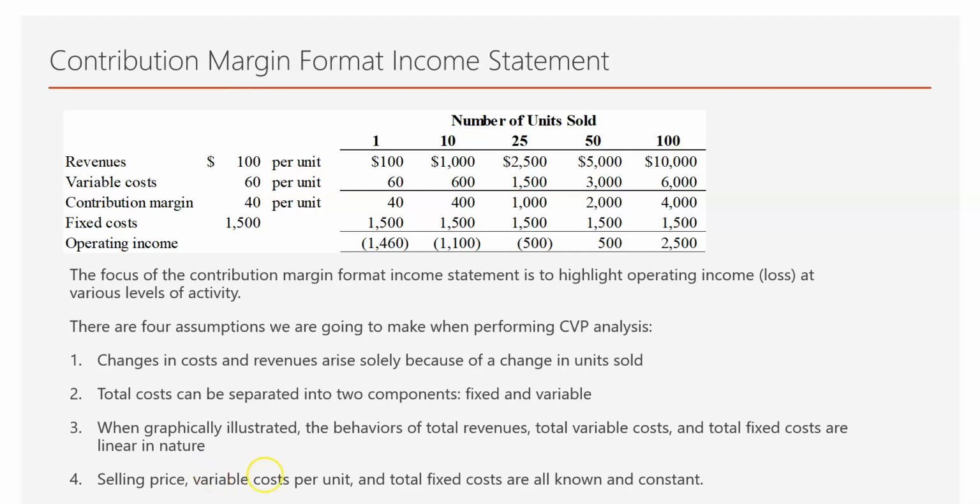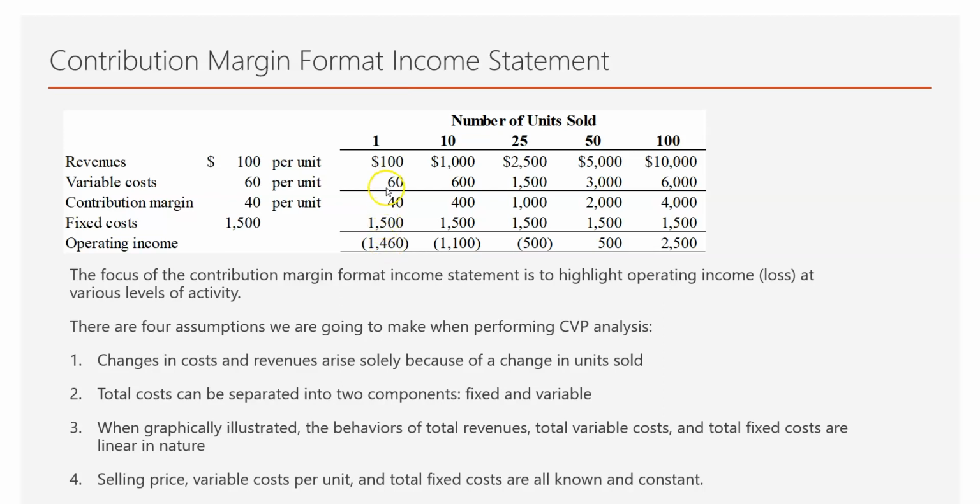Now, if I sell just one unit here, I have total sales of $100, subtract out my 60, leaves me a contribution margin of 40. And out of that 40, I have to cover my fixed costs. Obviously, if I'm only selling one unit and my contribution margin for that one unit is $40, am I going to cover my fixed costs of $1,500? No, I'm not. So I'm going to have an operating loss if this period I only sell one unit.